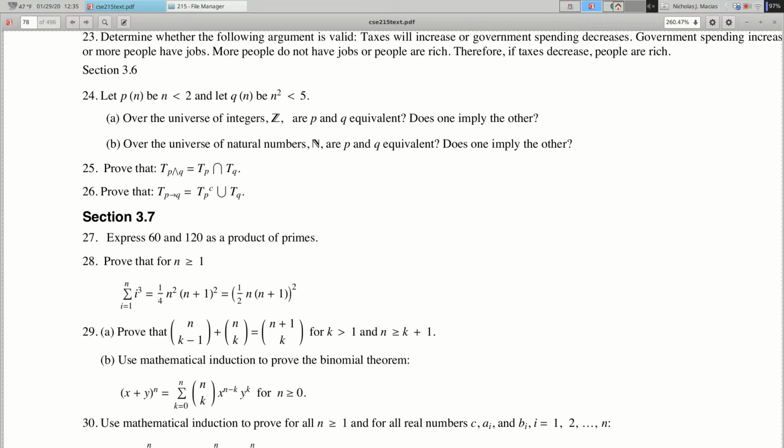Oh yeah, implications. All right, so 24 says, let P of n be the proposition n is less than 2, and let Q of n be the proposition n squared is less than 5.